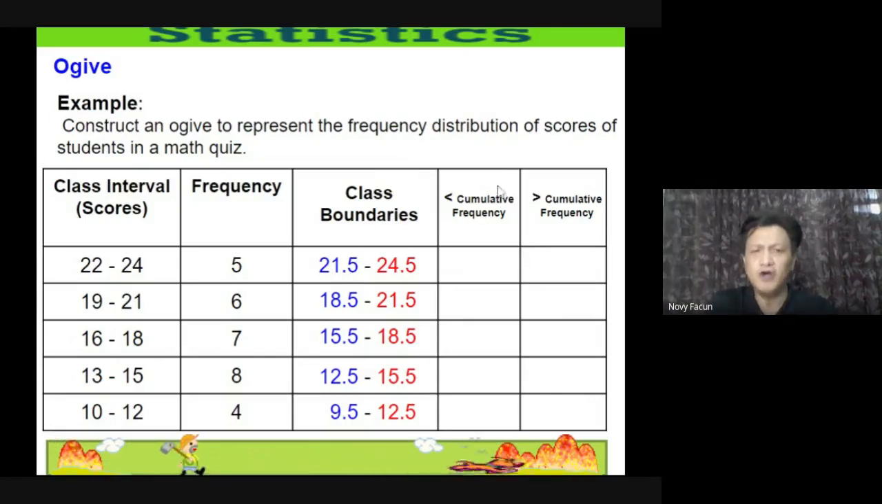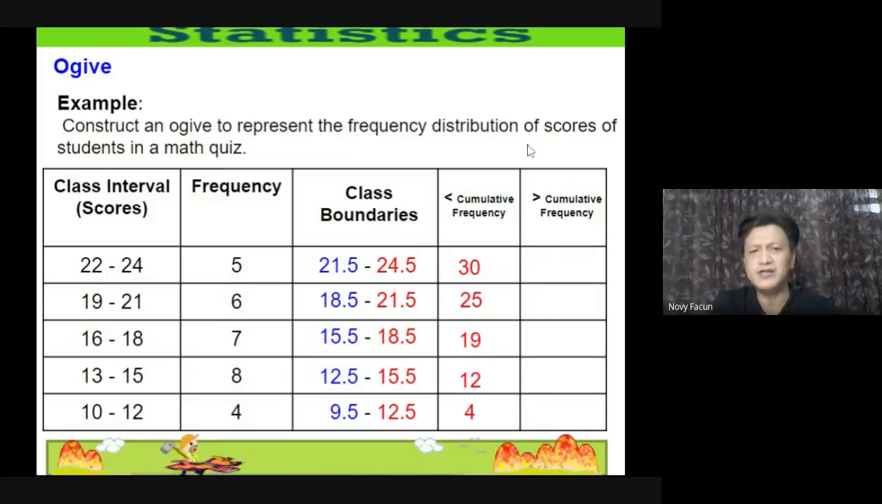Okay, to find the less than cumulative frequency, less than tong symbol na to, kaya first copy mo yung iyong frequency. Ayan yung 4. I-add mo ngayon yung kanyang successive or consecutive. Then 4 plus 8, that is 12. 12 plus 7, that is 19. Then 19 plus 6, that is 25. And then 25 plus 5, that is 30. Okay, di ba? Kung mapapansin natin yan, yan yung tinatawag natin less than cumulative frequency. Nag-add lang tayo.